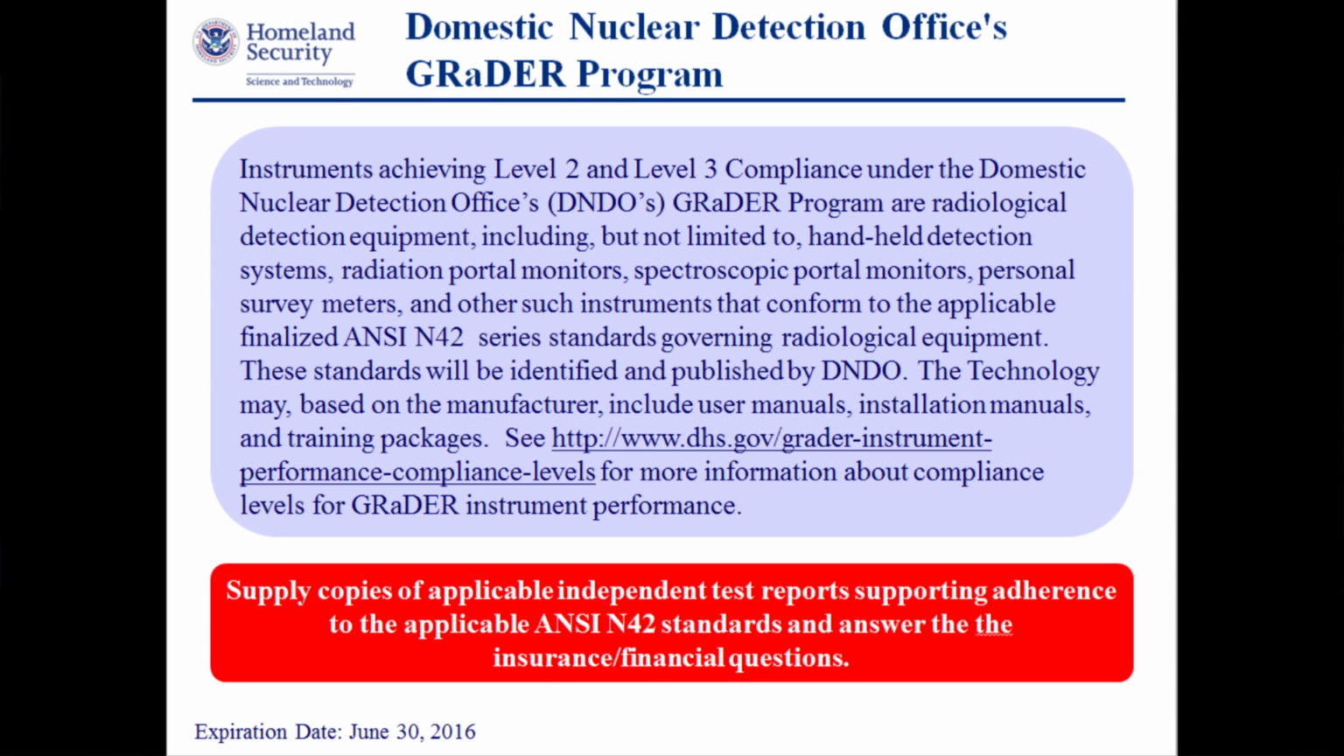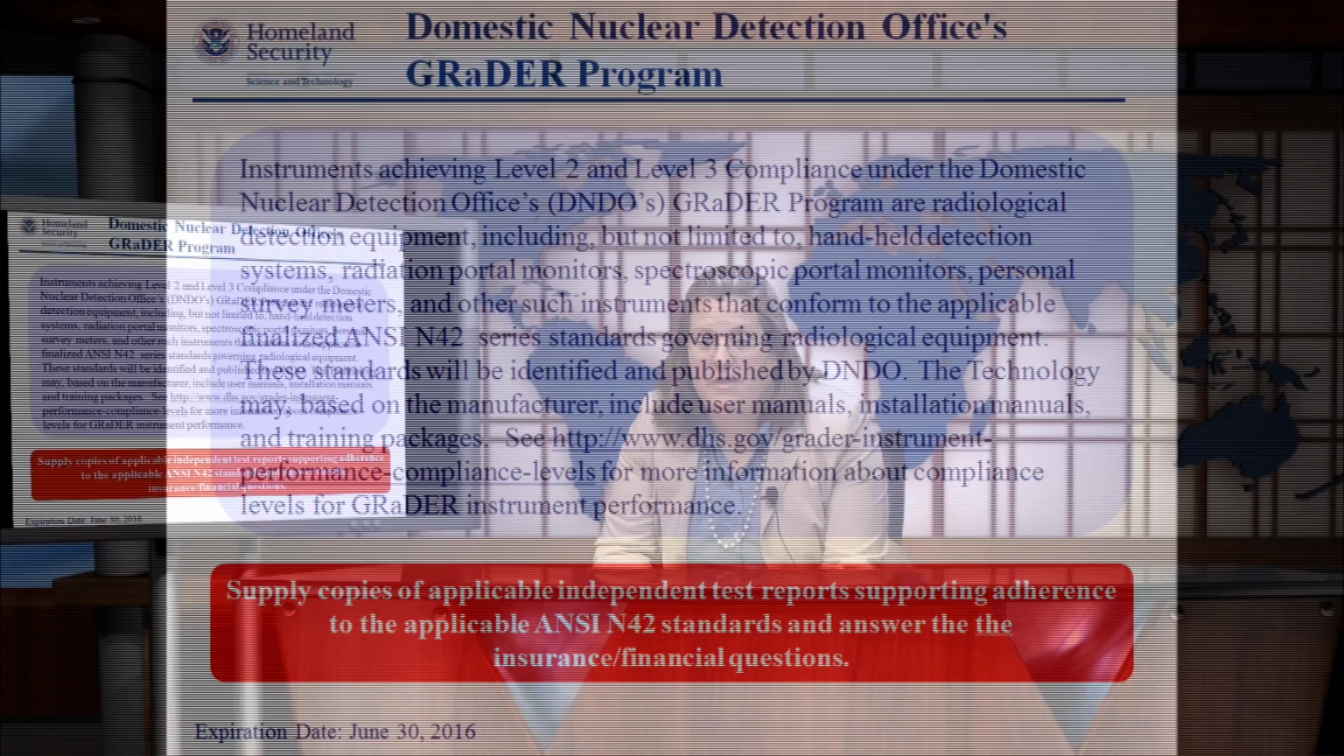Moving to a different partner that we have, the next block I'd like to mention is the DNDO, or Domestic Nuclear Detection Office, GRADER Program. The Domestic Nuclear Detection Office, DNDO, is mandated by Congress to set technical capability standards and implement a test and evaluation program for preventative radiological or nuclear (rad-nuke) detection equipment in the United States. The Graduated Rad-Nuke Detector Evaluation and Reporting Program, or GRADER, evaluates commercial off-the-shelf (COTS) rad-nuke detection equipment against national consensus standards adopted by the Department of Homeland Security and technical capability standards.